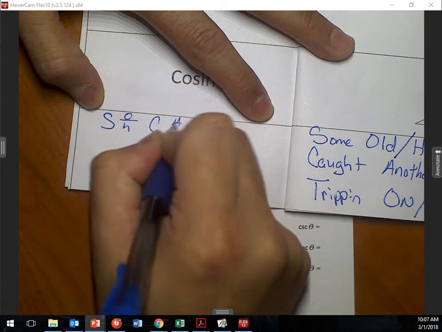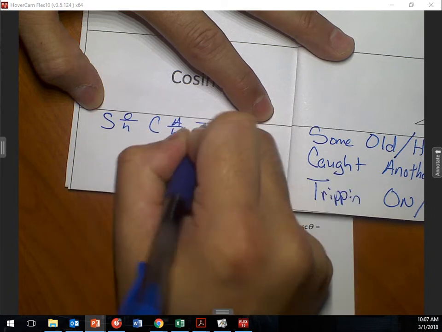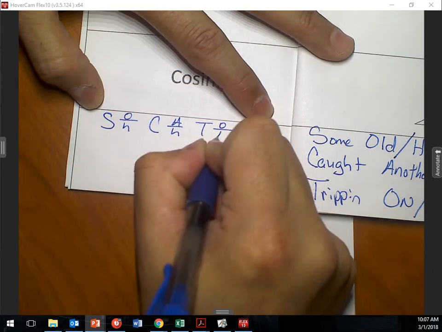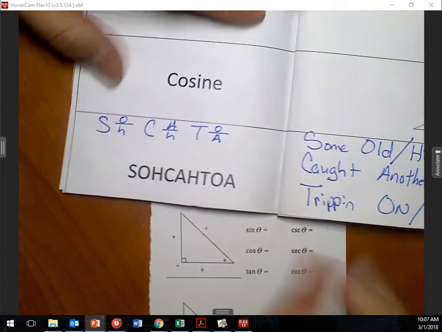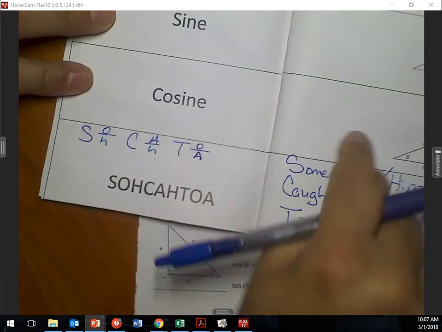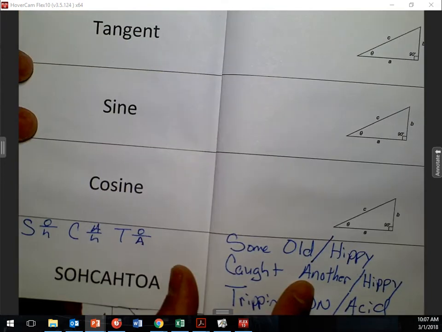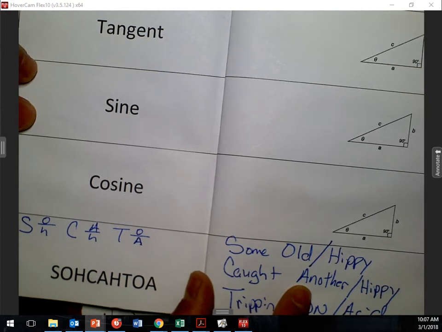Cosine is adjacent over hypotenuse. Tangent is opposite over adjacent. So you can go through and fill out these for your thing. Don't forget, you could use your handy dandy on your test next week.